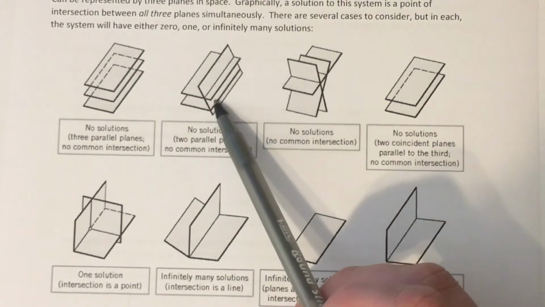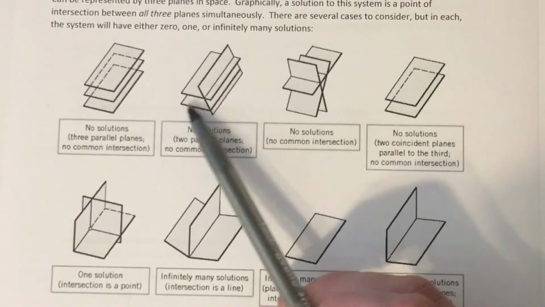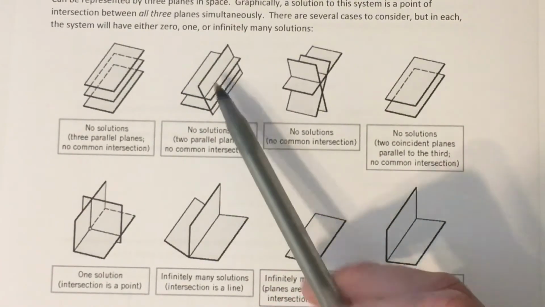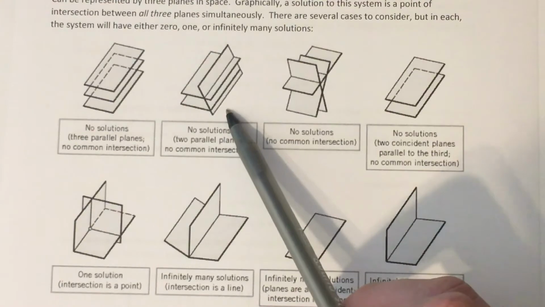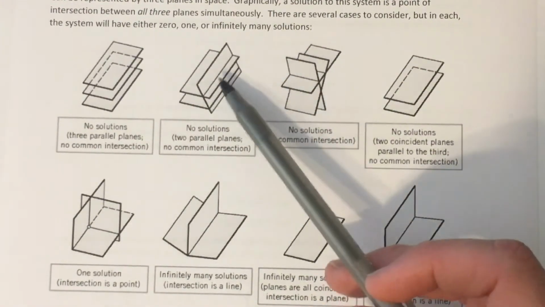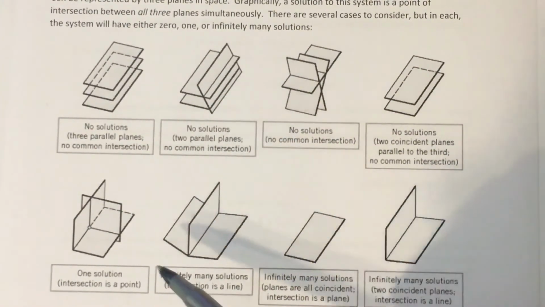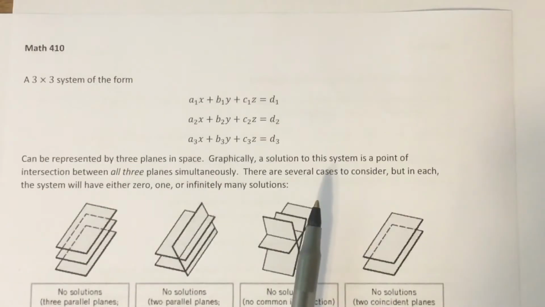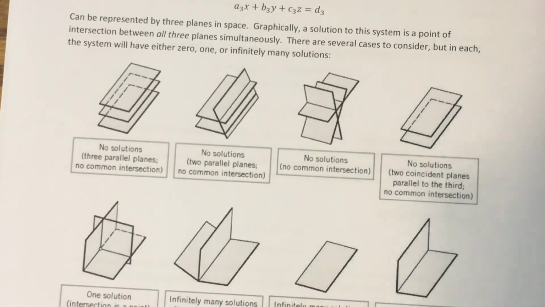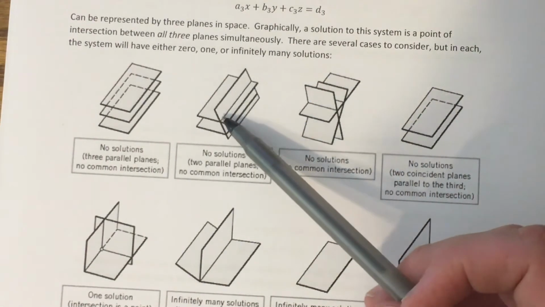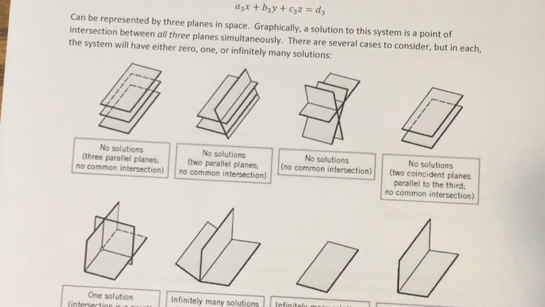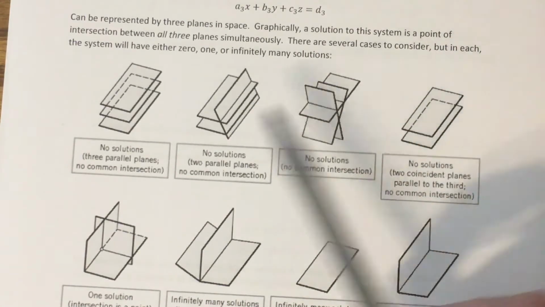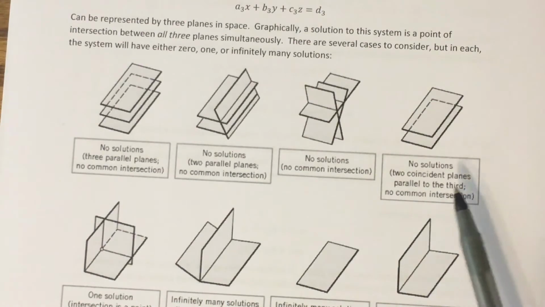Here, we have two parallel planes and a third plane that cuts through both of those. This has no solutions either, because even though this plane intersects the other two, for a system of 3 equations and 3 variables like what we have up here, we need a point that's on all 3 planes at the same time. So an intersection between 2 of those planes is not enough. It needs to be an intersection between all 3. Everything in this top row are examples of where we have no solutions at all.